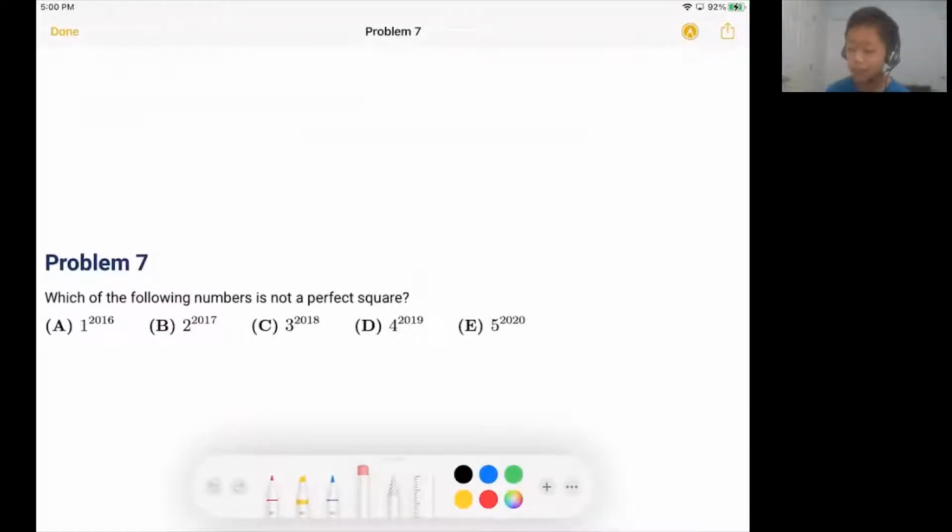So the first choice, 1 to the power of 2016. Well, that one's not too hard because 1 to the power of 2016 is just 1. So 1 is a perfect square. So we know that A is not the answer.